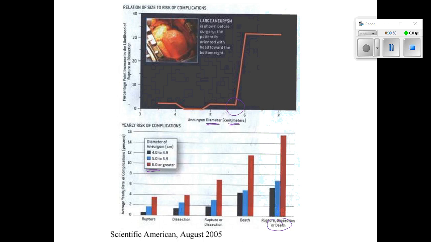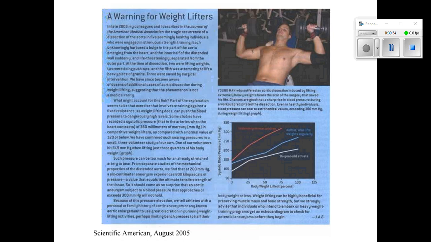So it's nice if you can discover this ahead of time, because if it is discovered ahead of time, then something can be done. Unfortunately, it's not always discovered ahead of time.